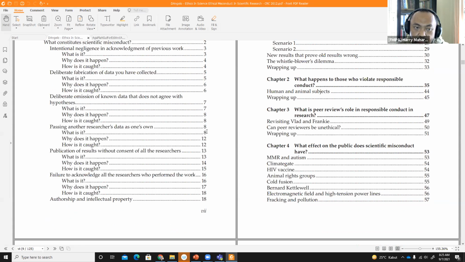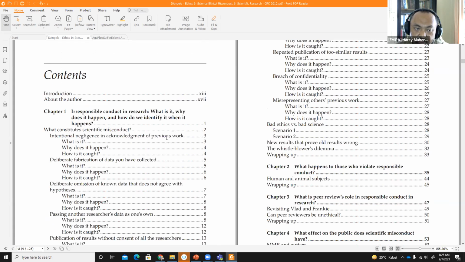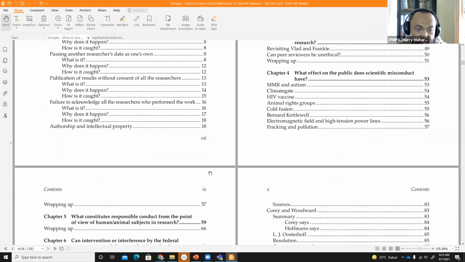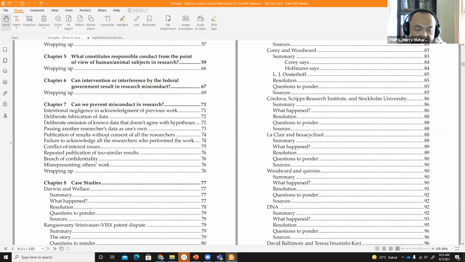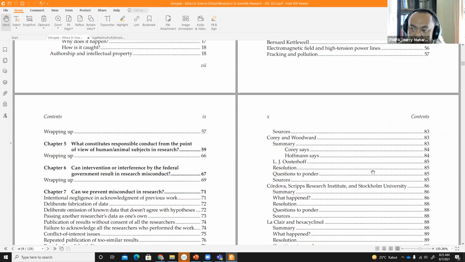Okay, so if we do this scientific misconduct, the cost is huge in terms of the interaction with the public itself. Okay, so can we prevent misconduct in research, and so on? And the case studies that happened in the past decades are also provided in this book.